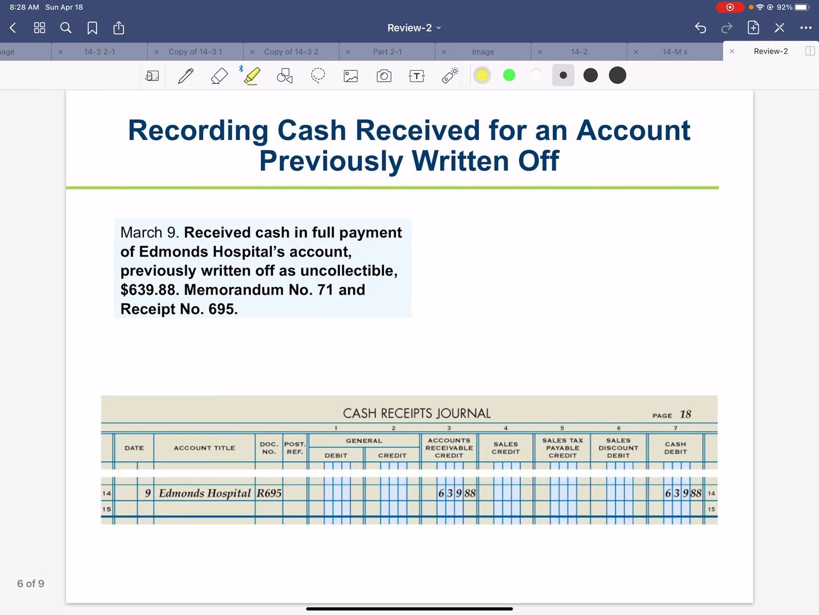The second part of this is to record the cash received for an account previously written off. So we receive cash in full payment as it's written off. We're going to go to our cash receipts journal. We will debit cash for the amount of cash received, and we will credit Edmonds Hospital. And then we record, of course, the date and the document number.